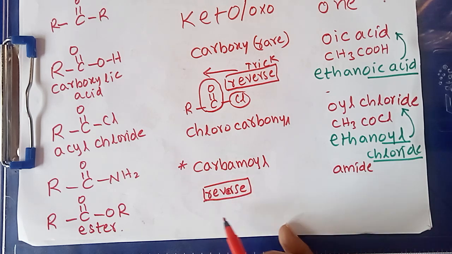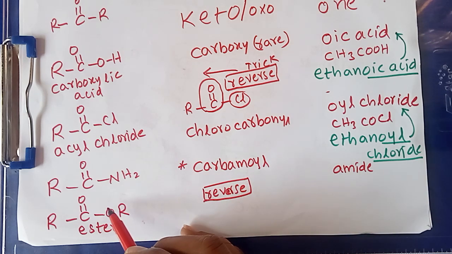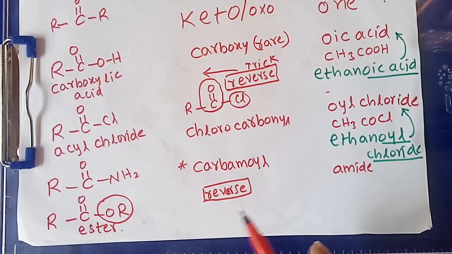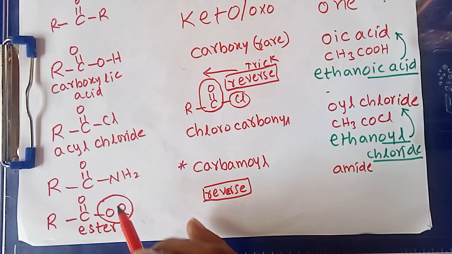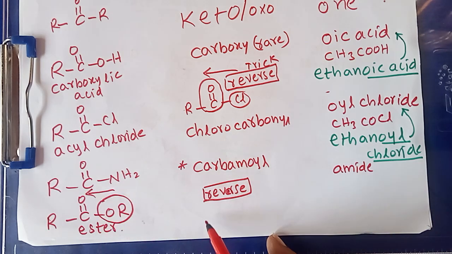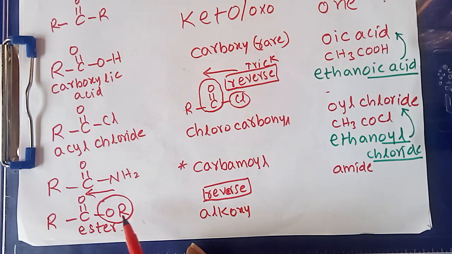Reverse means, see that first, what is this name? This group name is what? Alkoxy. So here you write down first this, and this is the carbonyl, this is the reverse. So alkoxy. What is the alkoxy meaning? RO is the alkoxy. Alkyl plus oxygen mix.